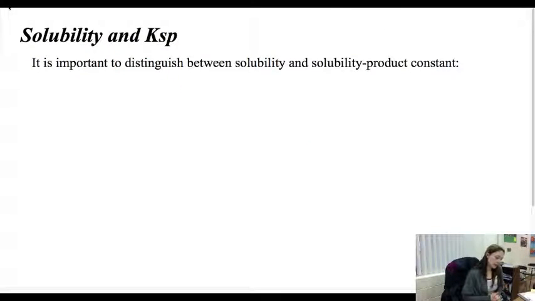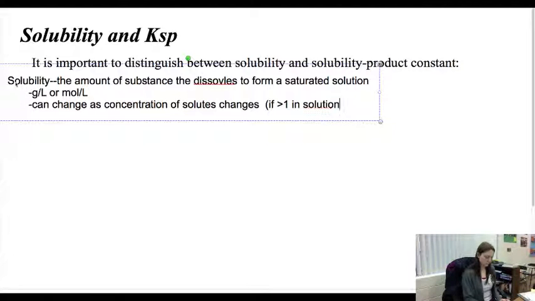Okay, solubility and KSP: it is important to distinguish between solubility and the solubility product constant. Solubility is the amount of substance that dissolves to form a saturated solution. Solubility is in grams per liter or moles per liter, so it's kind of like a concentration. And solubility can change as the concentration of my solutes change. So if I have more than one ion in solution, I can change the solubility of something as the amount of solute that I have in there changes.